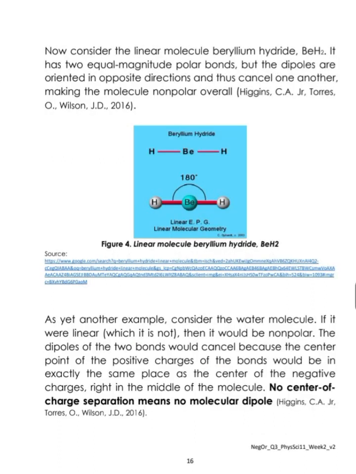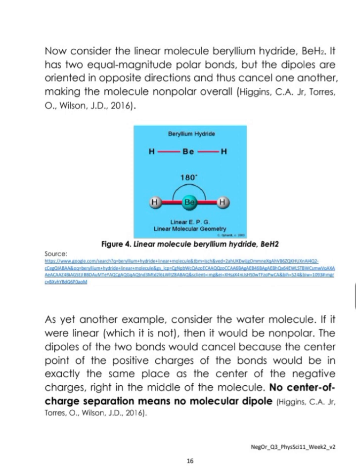Now consider the linear molecule beryllium hydride, BeH2. It has two equal magnitude polar bonds, but the dipoles are oriented in opposite directions and cancel one another, making the molecule nonpolar overall. As you can see, this is the illustration of the linear molecule beryllium hydride.